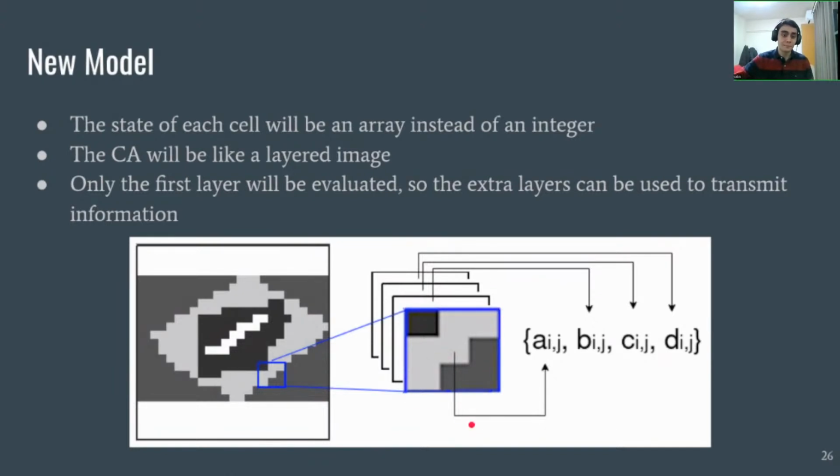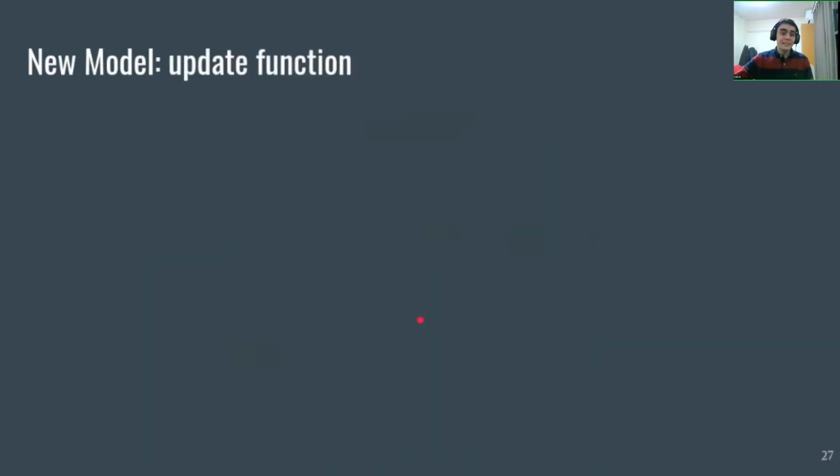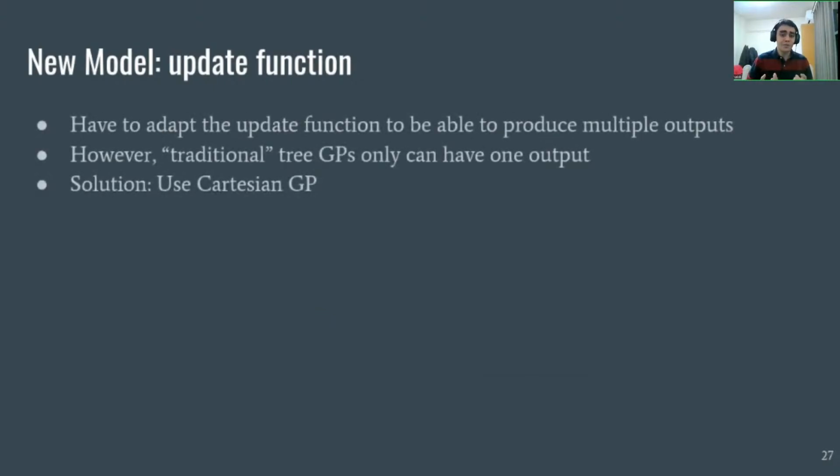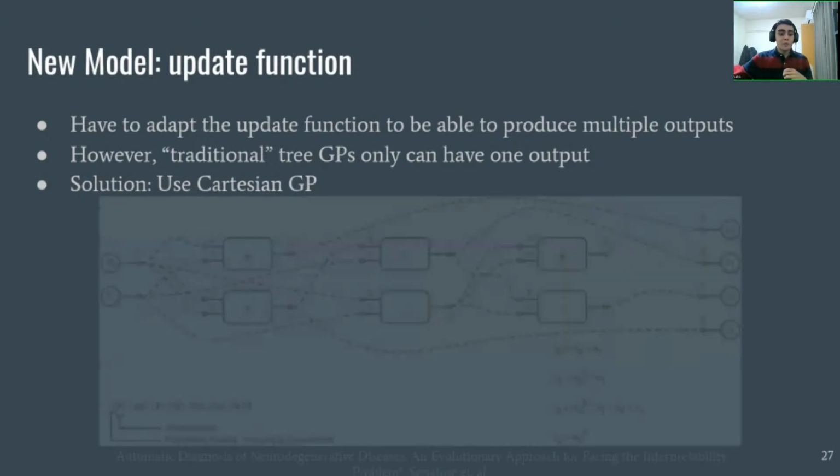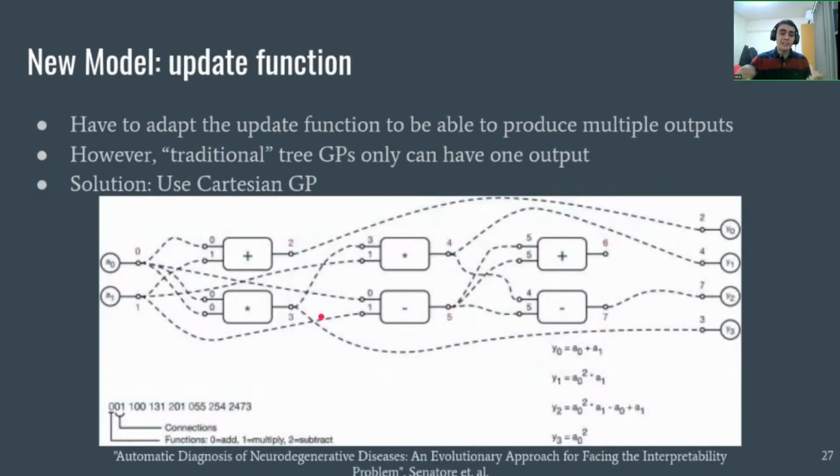And send them to the genetic programming algorithm. And talking about it, this new model also requires that I change my update function, because now, since the value of each cell is an array, the update function has to return many values, but the traditional tree GPs can only output one value. So I am trying to use Cartesian GPs, a genetic programming technique that uses a graph instead of a tree, and what they mutate are the connections between the nodes or the operations of the nodes. And since the outputs are nodes, I can have more than one.